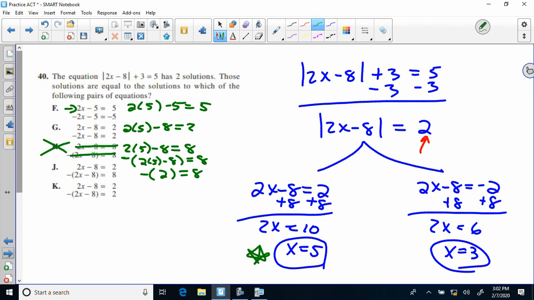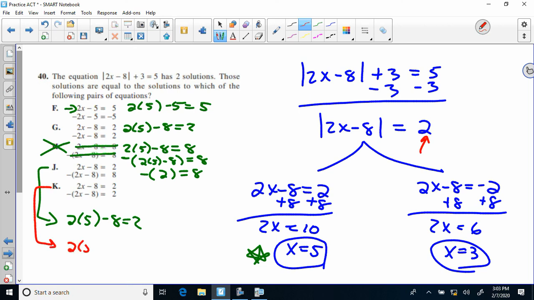And so then I have to do the J. If I plug in a 5 on J, I'm going to come down here because it's getting crowded. I'm going to do 2 times 5 minus 8, and that is 2, so it worked in J. And so then I'm going to do the K.